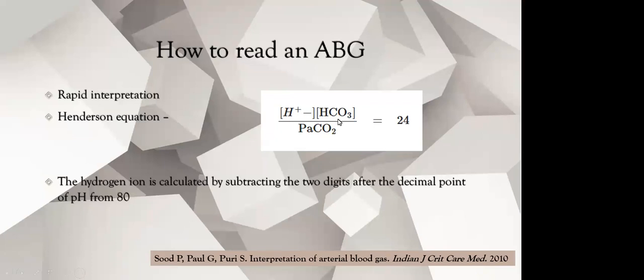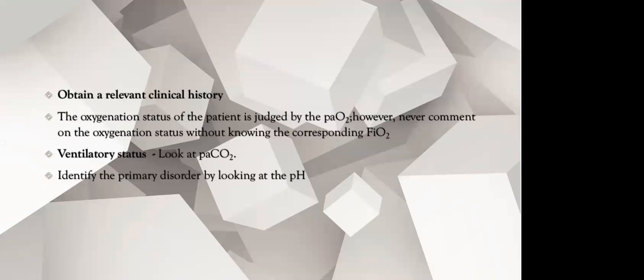If, when we substitute the above mentioned values, we get 24 as an answer, this shows that the ABG is reliable and we can use it to identify whatever is going on with the patient. And to use in the equation, the hydrogen ion is calculated by subtracting the two digits after the decimal point of pH from 80. And we have to turn to the patient after seeing the ABG to obtain a relevant clinical history. Without seeing the patient, by only looking at the ABG, we cannot interpret a proper disorder or imbalance.